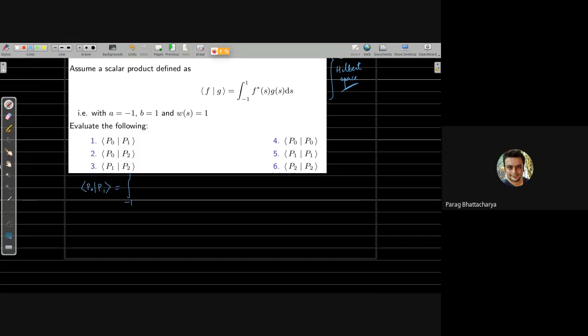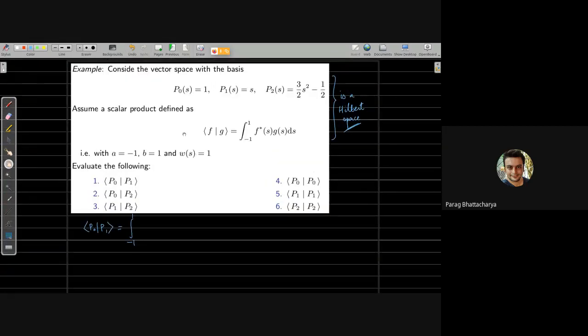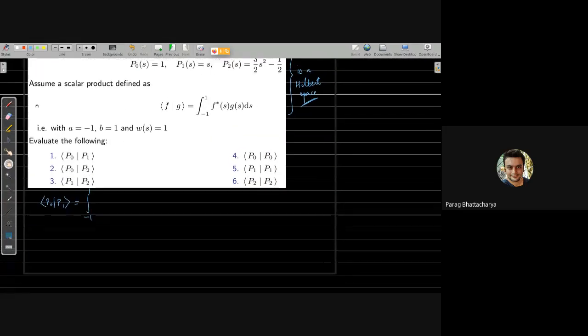What is F here? What is P0 here? P0 here is 1, which is real. So 1's conjugate is 1 itself. What about P1? P1 is S. And what is W of S? W of S is 1. Okay, into ds. So this you can easily evaluate.